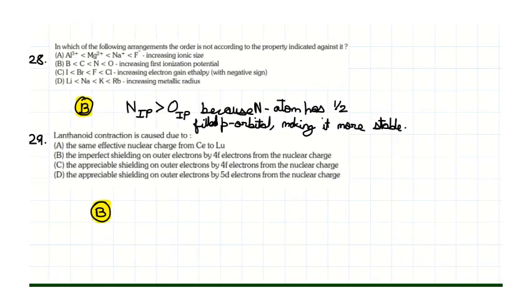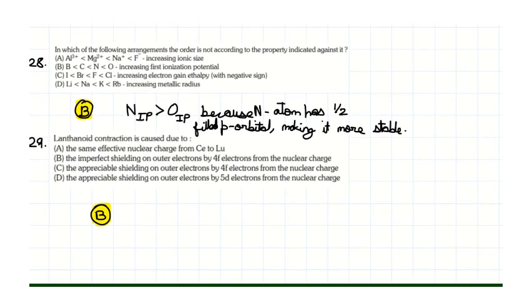In question 28, we need to find out which arrangement is incorrect according to the property listed against it. Everything is correct except for option B because the first ionization potential for nitrogen would be greater than that of oxygen, since nitrogen has half-filled p orbital, which makes it more stable than that of oxygen.